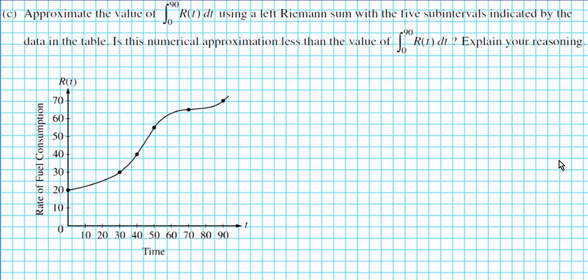All right, let's take a look at question 3C. It says approximate the value of the integral from 0 to 90 of r of t dt using a left Riemann sum with 5 sub-intervals indicated by the data on the table. Is this numerical approximation less than the value of the exact area? Explain your reasoning. Okay, so let's start by taking a look at the formula.